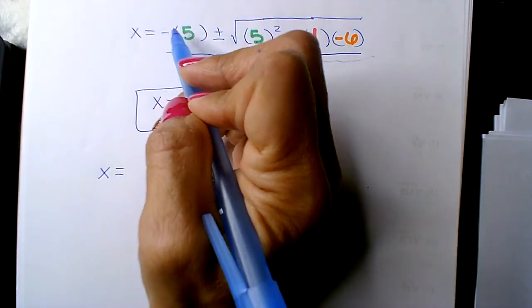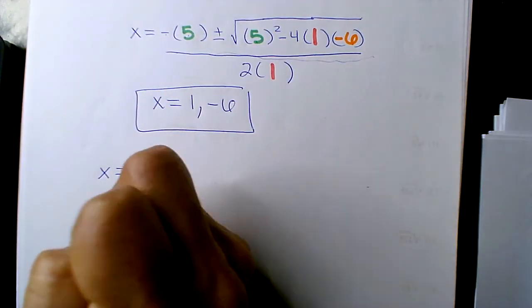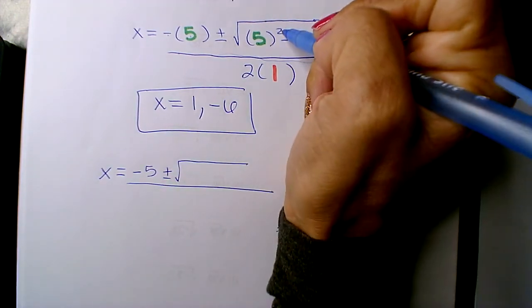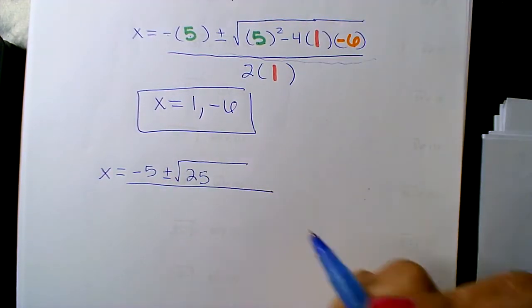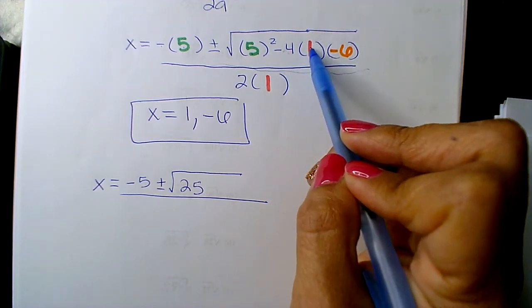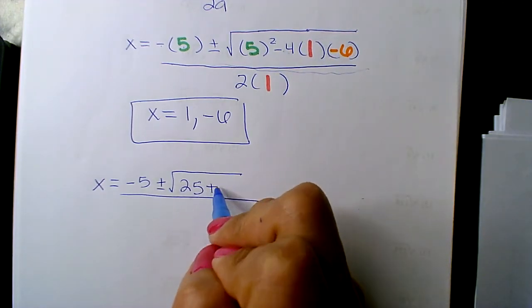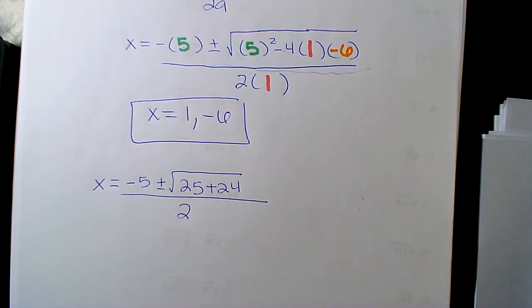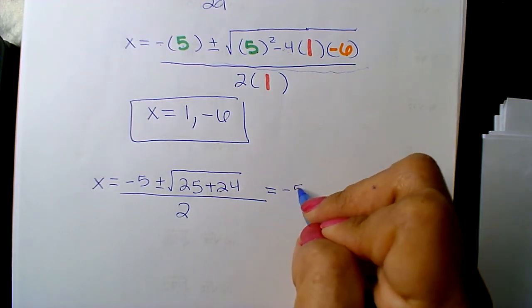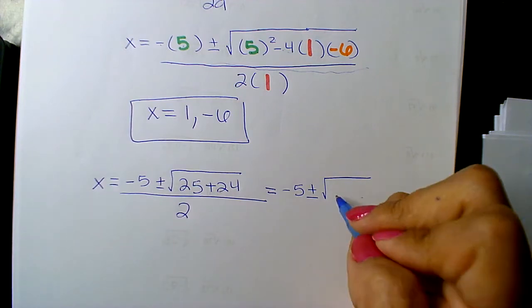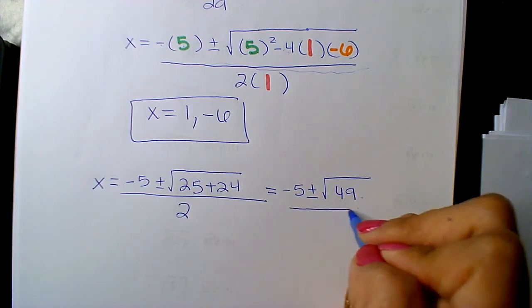All right, a negative times a 5 is negative 5. Plus or minus square root. 5 squared is 25. This is one big product. Negative 4 times 1 times negative 6 is positive 24. 2 times 1, 2. Okay, keep going. Negative 5 plus or minus 25 plus 24 is 49.